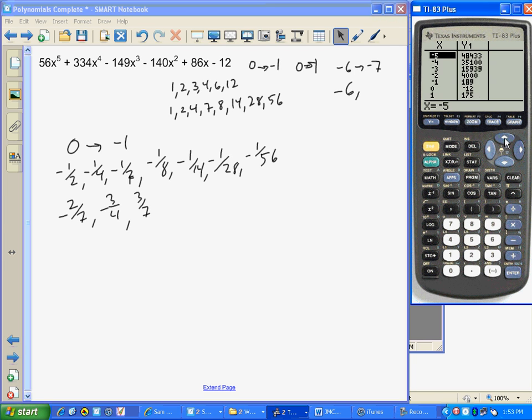So let's check my table here. Yep, when I'm at -6, I'm not quite there. So that must not be a rational one. Let's just try some of these ones between 0 and 1. So let's go to my table settings. We'll start at -1, and if we go by 56ths, that'll cover eighths, fourths, and halves. So let's do that.